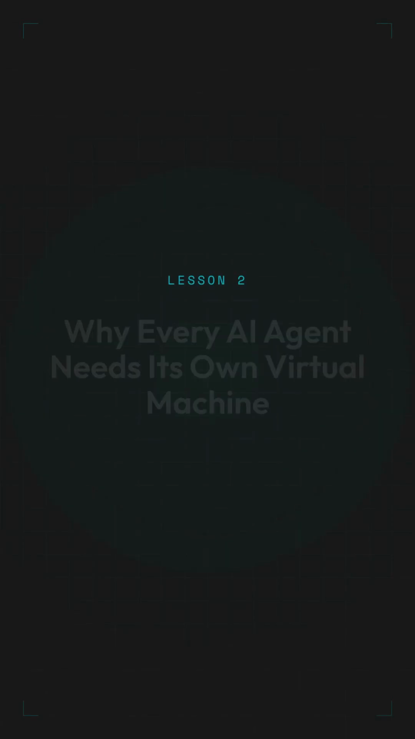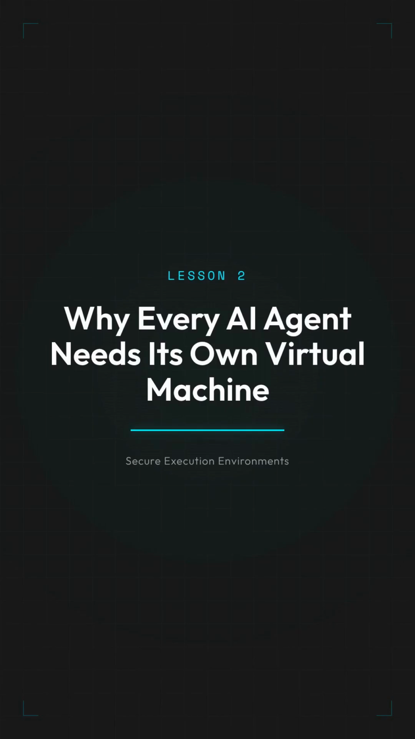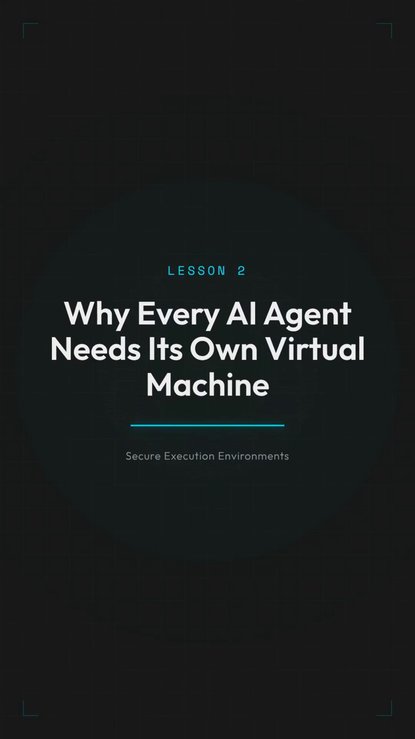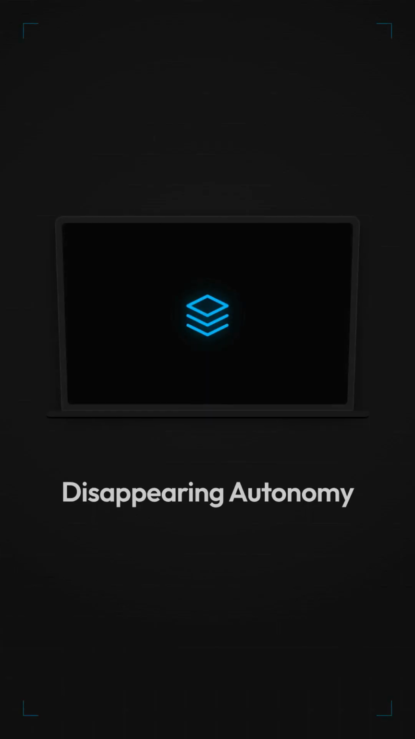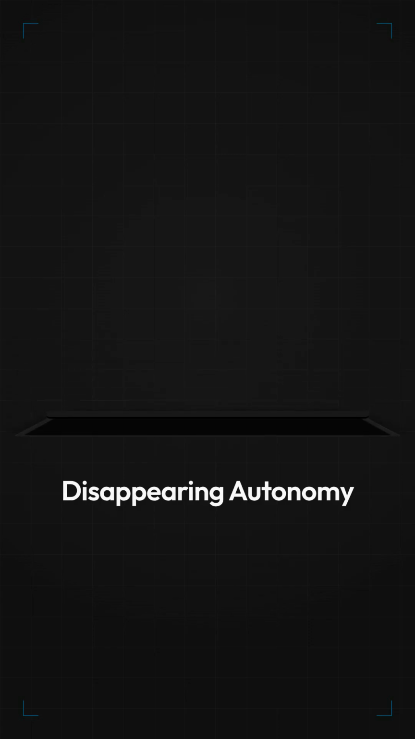Welcome back. In Lesson 2, we are going to talk about the physical foundation of your agentic system, the virtual machine. This is where your AI worker actually lives. An AI worker cannot be truly autonomous if it disappears every time you close your laptop. True agency requires persistence, and local development is where autonomy goes to sleep.